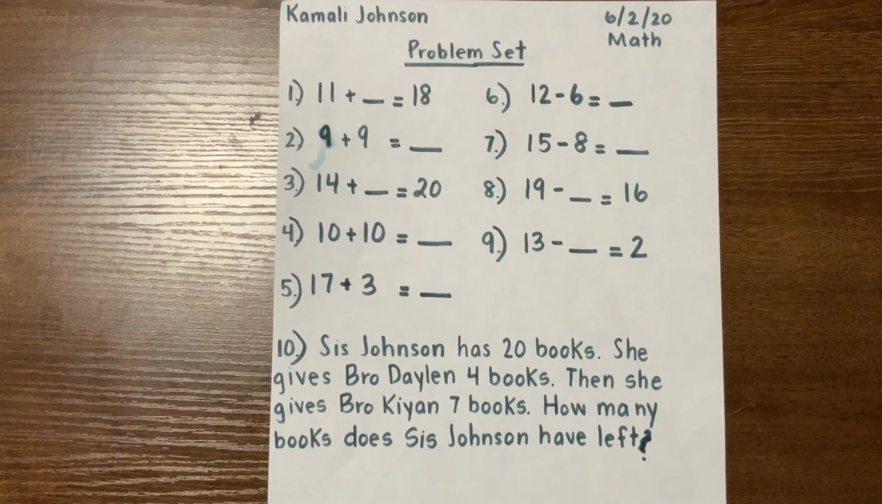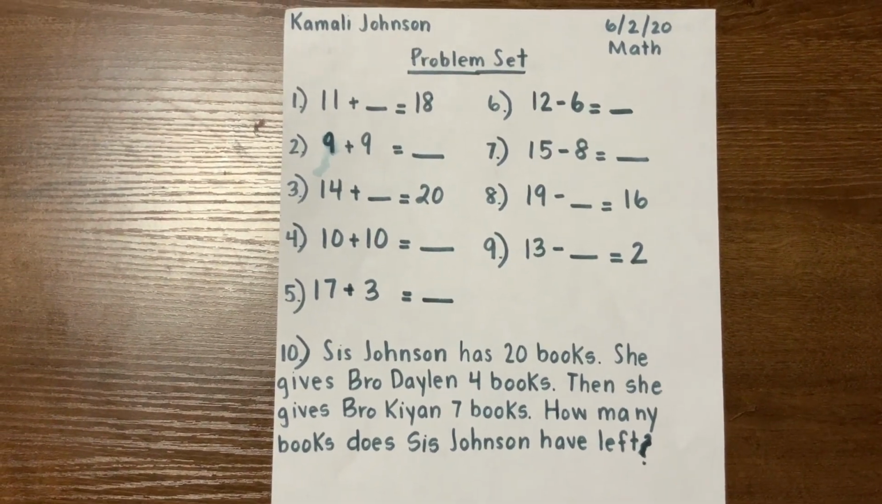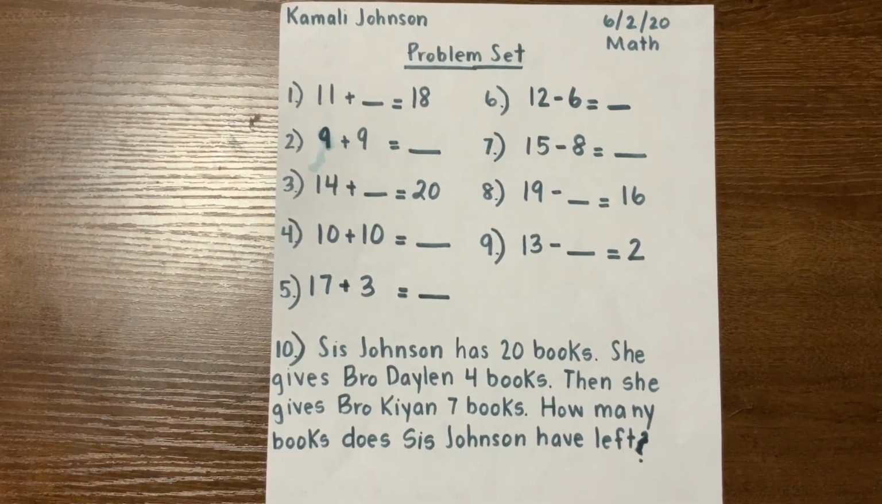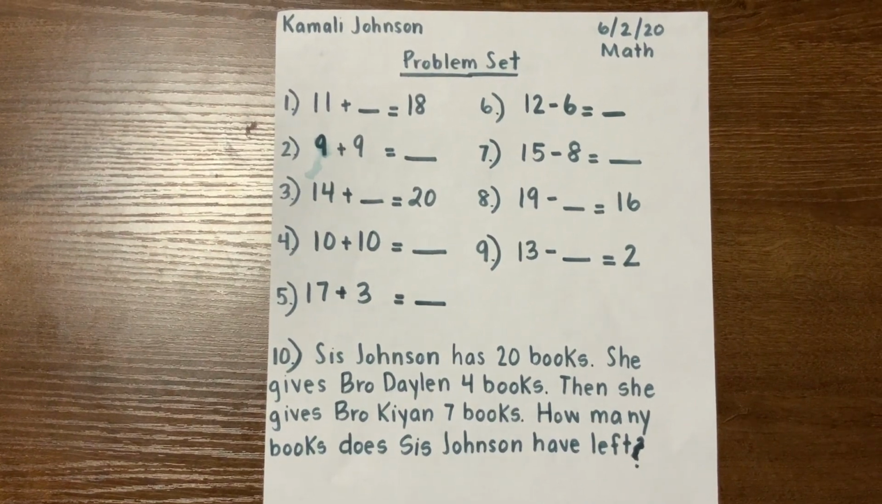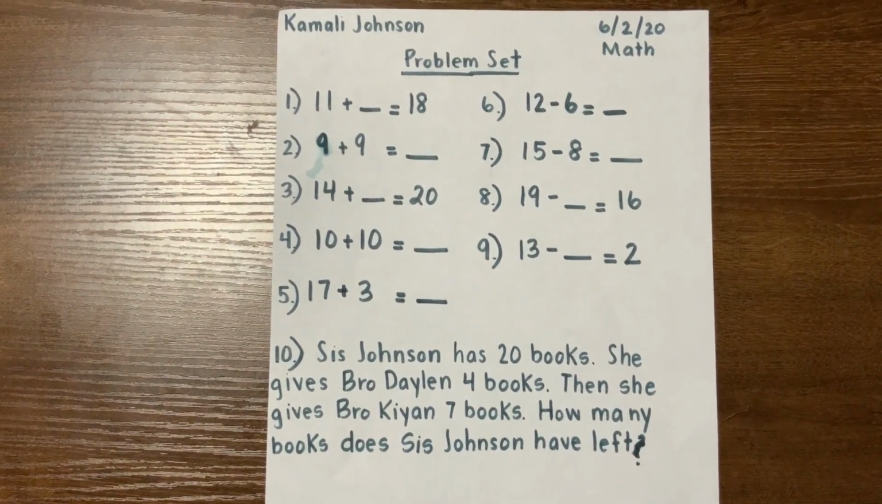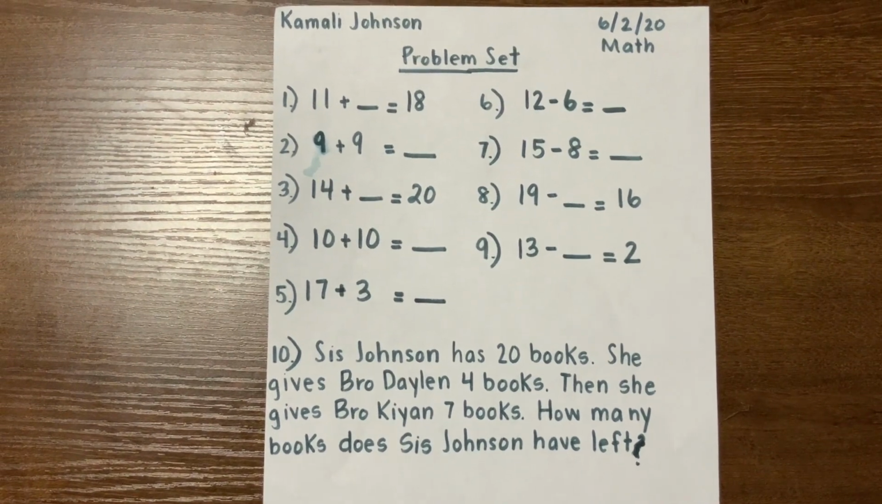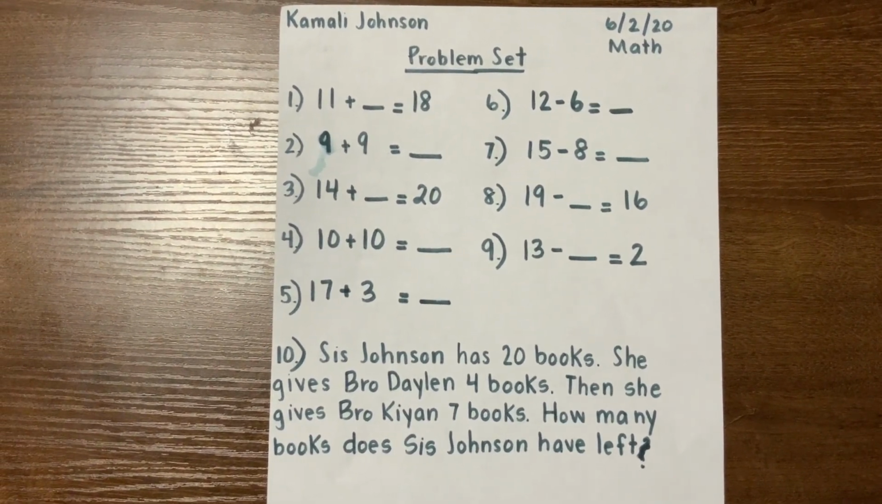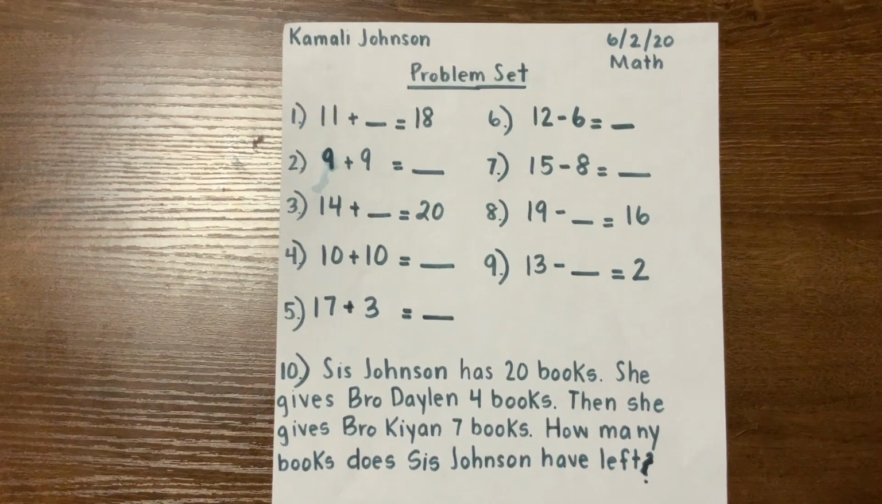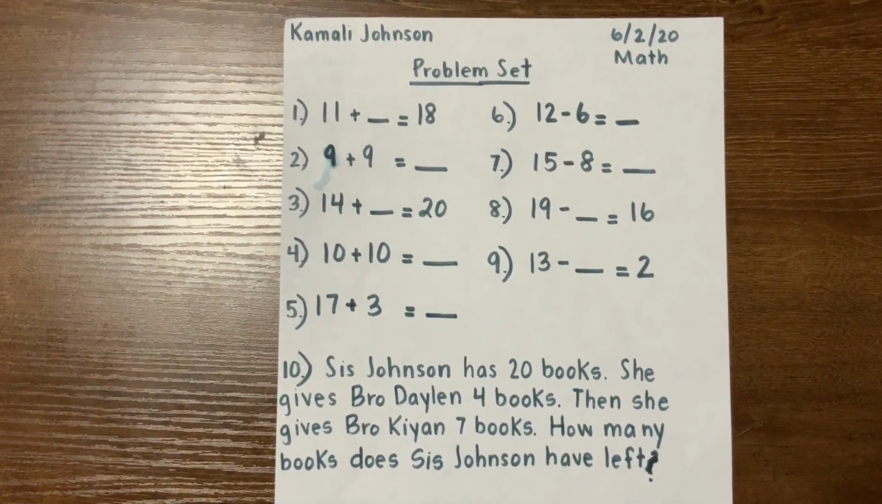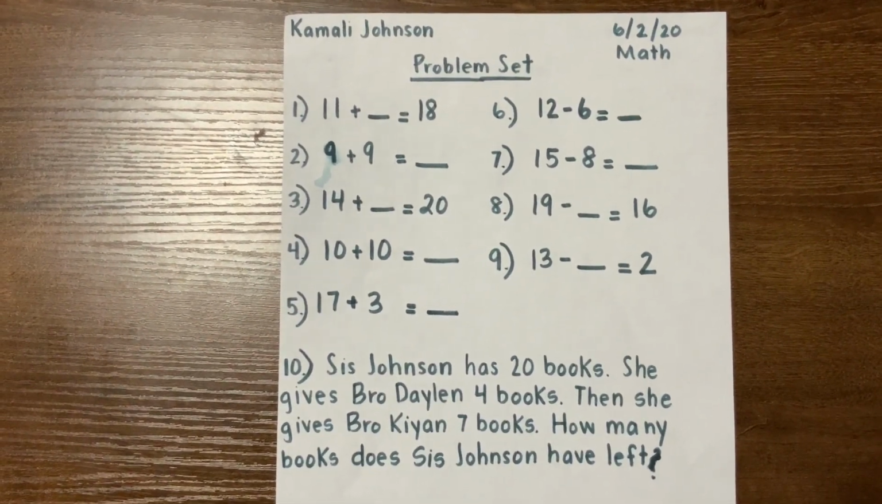So let's read number 10. Sister Johnson has 20 books. She gives Brother Dalen 4 books. Then she gives Brother Cayenne 7 books. How many books does Sister Johnson have left? All right, Congo Nation, do your very best to solve those problems. And once you're finished, our math lesson is complete.